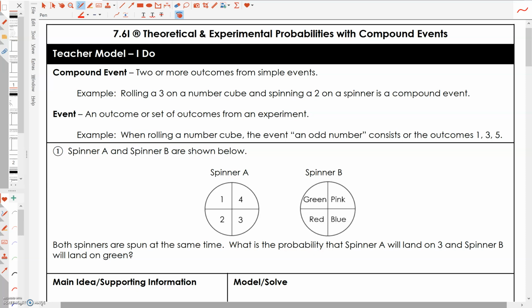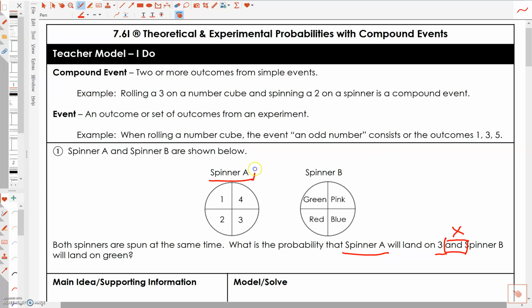What is the probability that spinner A will land on 3, and, very important word, and spinner B will land on green? So whenever you see the word and, that actually means to multiply. We are multiplying both probabilities. So spinner A is asking to land on 3.